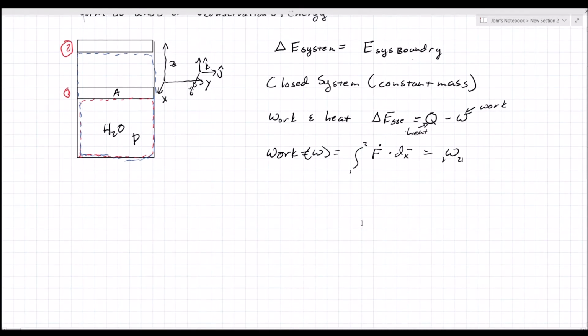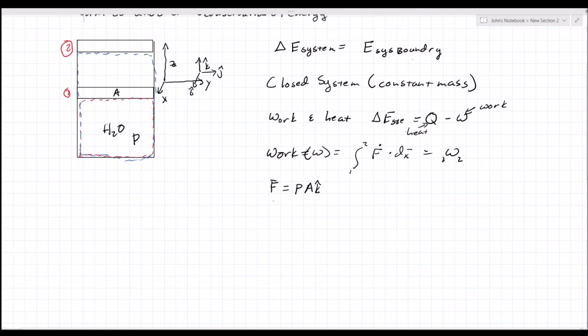Well, I don't have a force on my system. I do have a force, but I don't know what that force is. How do I find it? Well, if you recall, the force vector is equal to the pressure of the system times the area of whatever surface it's acting on, in the direction that the force is being applied. In this case, vertical, because the fluid is going to push the piston up.